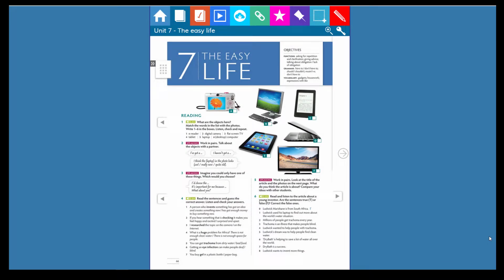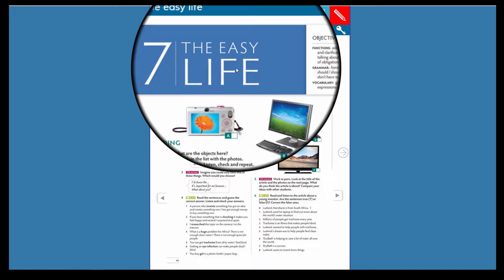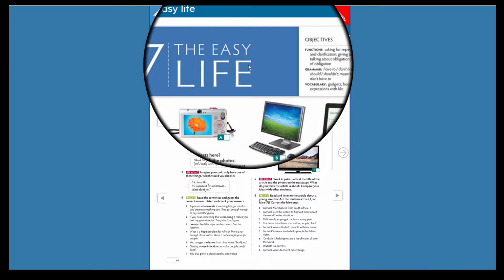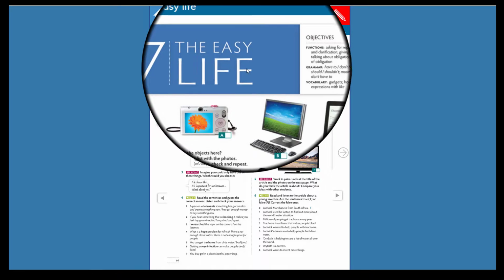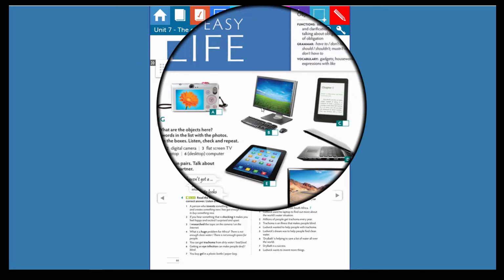Okay, so let's start with unit number 7, page number 66. In the book, the unit is number 7, but you know that for us it's unit number 1. The name is The Easy Life. Okay, and we can see here different pictures of different objects. So let's start with the first activity.